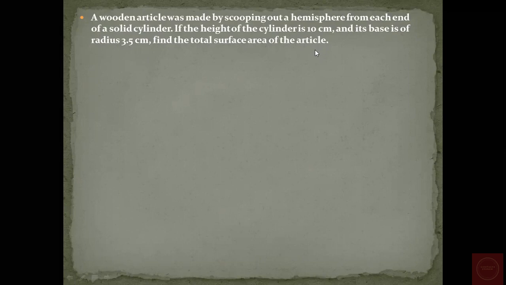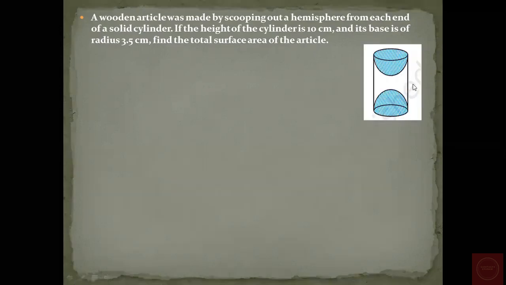So first we are going to make the diagram and then we proceed to the solution. So you can see here we have a cylinder and we have two hemispheres that are scooped out. So we have to find the total surface area. So again we are taking the curved surface area of this cylinder and then the curved surface area of two hemispheres. It is very simple because we have done so many questions earlier regarding curved surface area, so we can solve it very quickly.